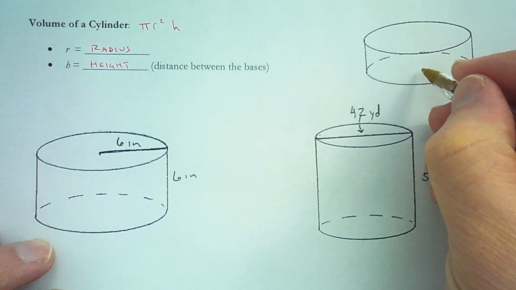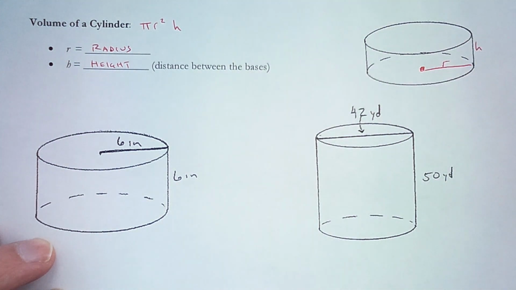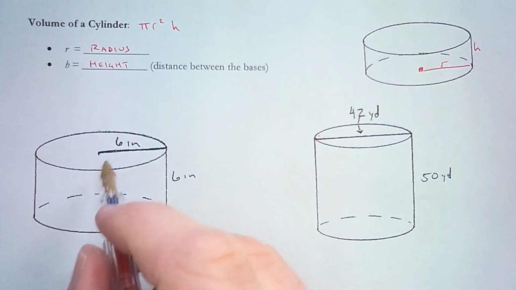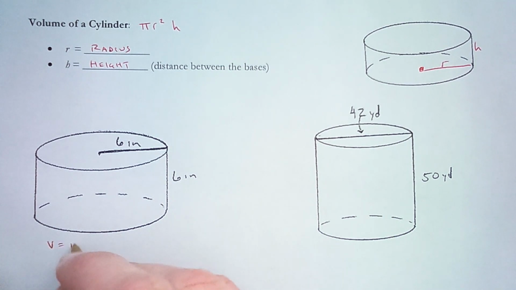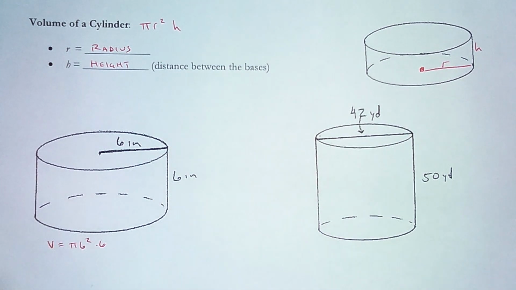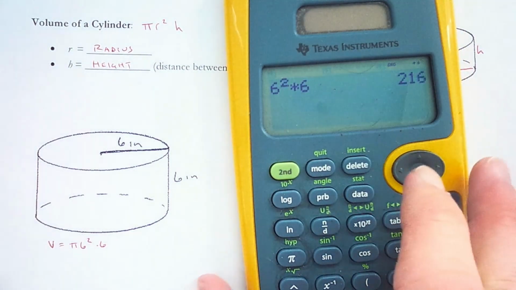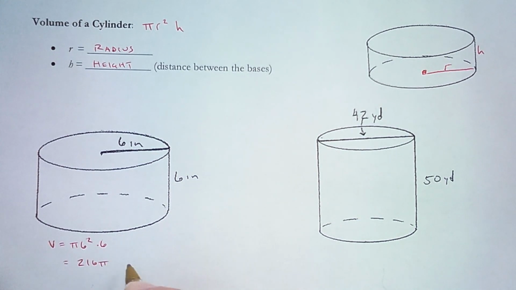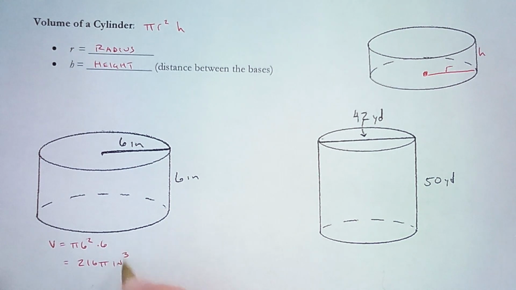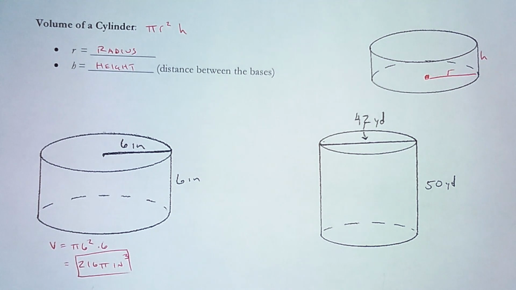So in order to find the volume of a cylinder, we need two things. We need the radius and we need the height. In our first cylinder here, we have a radius of 6 and a height of 6. So the volume is pi 6 squared times 6. In our calculator, we put in 6 squared times 6, and we get 216. So the exact answer is 216 pi inches cubed. We'll do a few more cylinders like this, and then we'll get to some more real-world applications at the end.